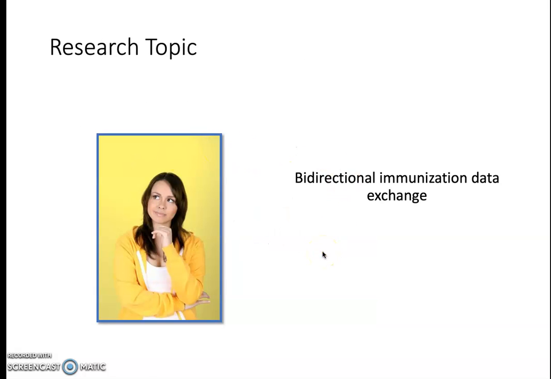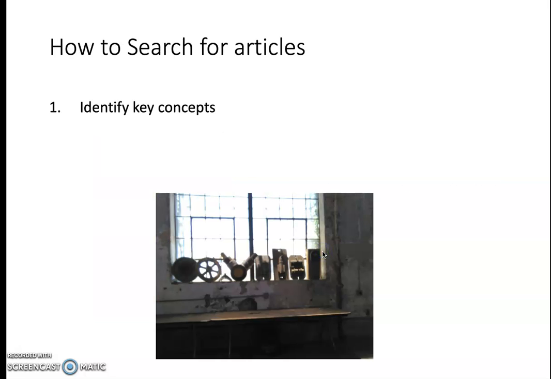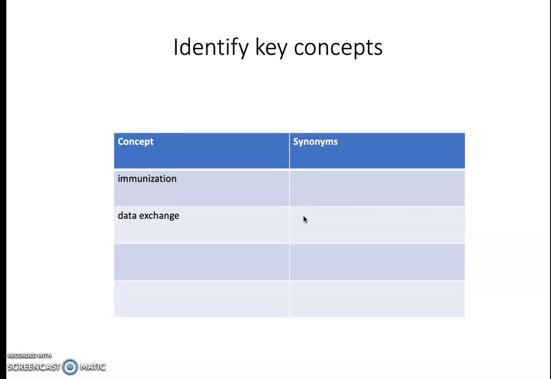So our topic is bidirectional immunization data exchange. The first step is to identify our main ideas. In other words, what topics do we want to make sure any articles we retrieve cover? I decided that my main ideas are immunization and data exchange. I decided to ignore bidirectional for right now.